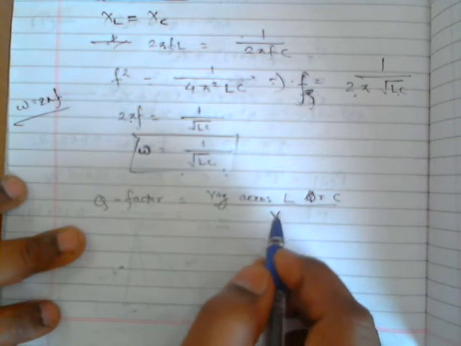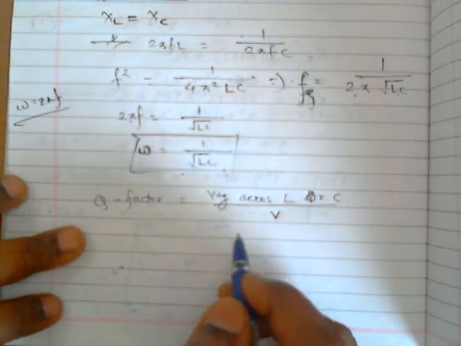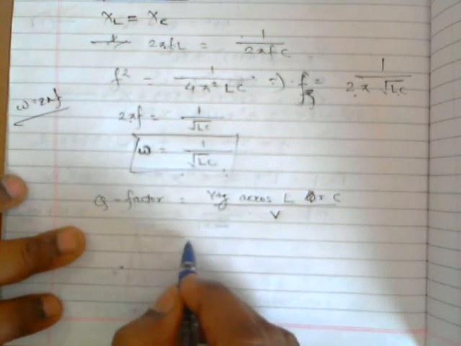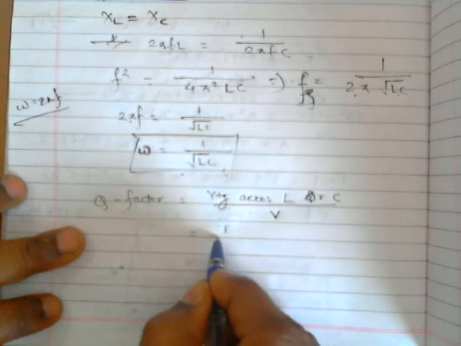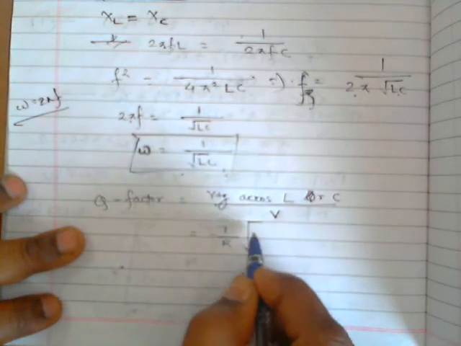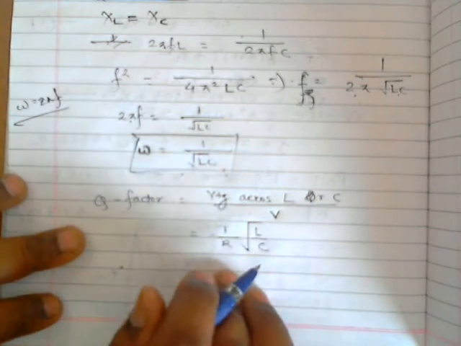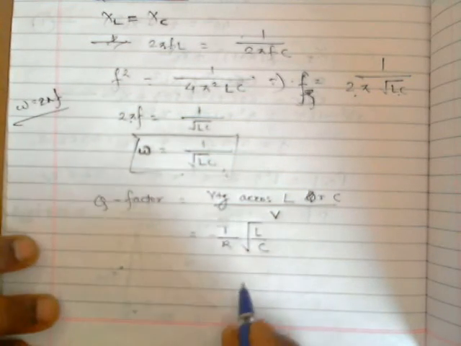Now you can see in the book, I will not give the derivation. The Q factor comes as 1 upon R under root L by C. You need to memorize these formulas. Okay, next is bandwidth.